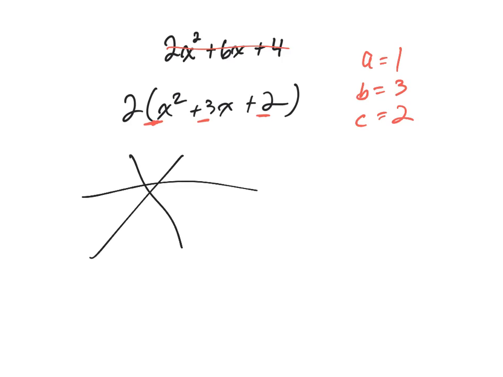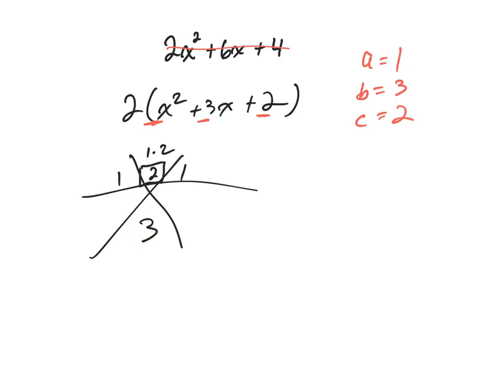A times C on top, so I got 1 times 2, which gives me 2. I've got A on each side, which is 1, and then B on the bottom, which is 3. So now I'm going to see what multiplies to get me 2 and adds to get 3.